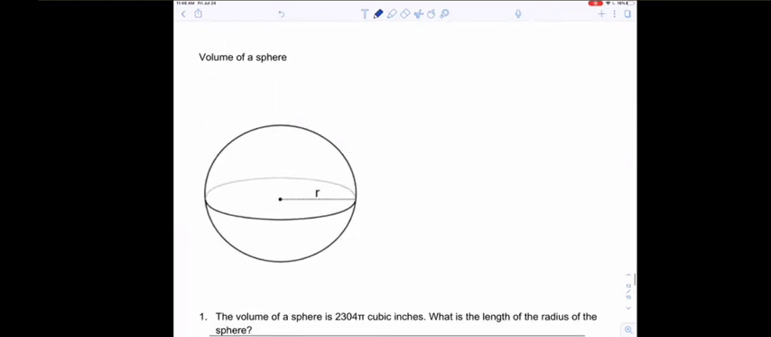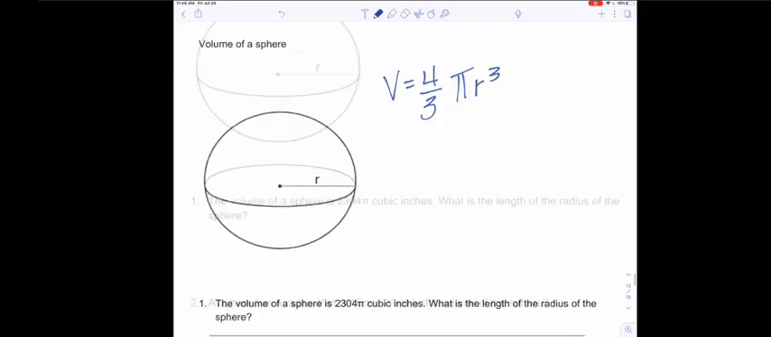Okay? Next shape we're going to look at. So volume of a sphere. A sphere is simply a 3D circle. Okay? So to find the volume of a sphere, what we have to do is, this is our equation, volume equals 4/3 pi r cubed. Okay? That's it. That's our equation. So when we have anything that has to do with volume of a sphere, then we just plug it into this equation.